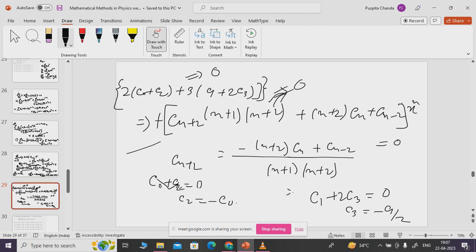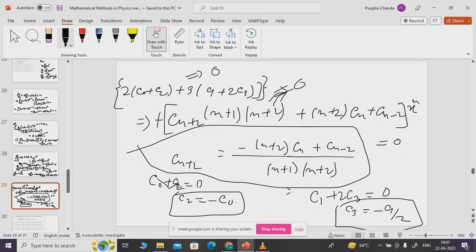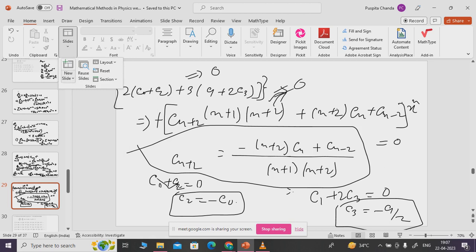So now we have a recurrence relation, which is this, and the relation between them also, that C2 is equal to minus C0 and C3 is equal to minus C1 by 2. In the recurrence relation you can observe that it is a step of 2, n minus 2 to Cn and also n plus 2. So if we put n is equal to 2, we get C0, here C2, here C4. So it is a step of 2. So we need C0 and also C1.